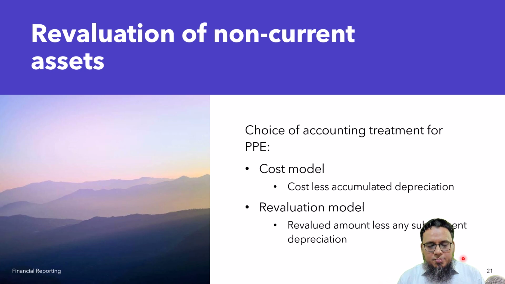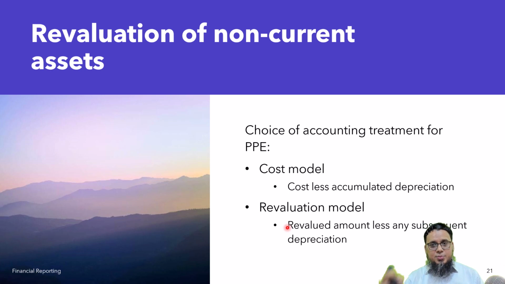And now the next component related to non-current assets, which is the revaluation of non-current assets. If you are acquiring property, plant and equipment, you always have a choice between a cost model and a revaluation model of how to show these assets in your statement of financial position or balance sheet. The cost model records the assets at cost less accumulated depreciation.